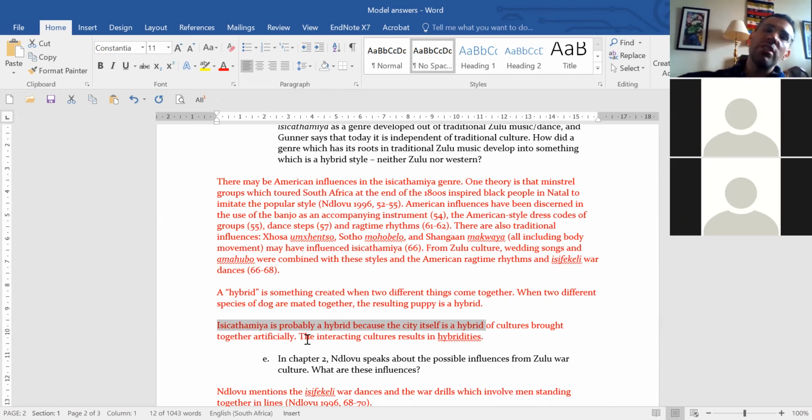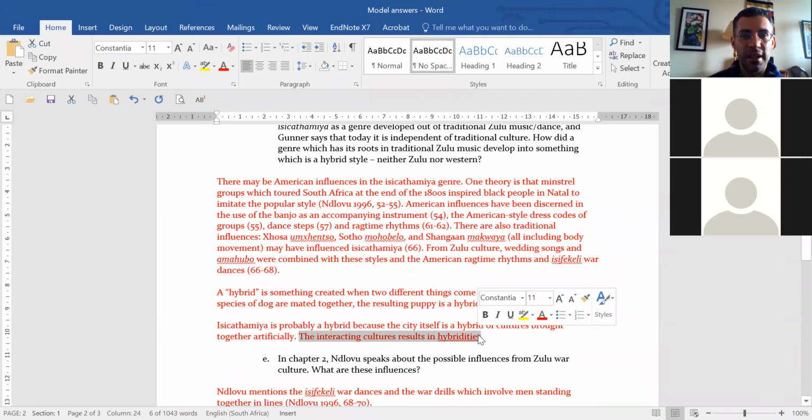All of the mine workers were brought in from KwaZulu-Natal. They didn't live in Johannesburg before. They were brought into Johannesburg to help with the mines. Okay, so that's artificial. It didn't happen naturally. The interacting cultures result in hybridities. That's just another way of saying hybridities.